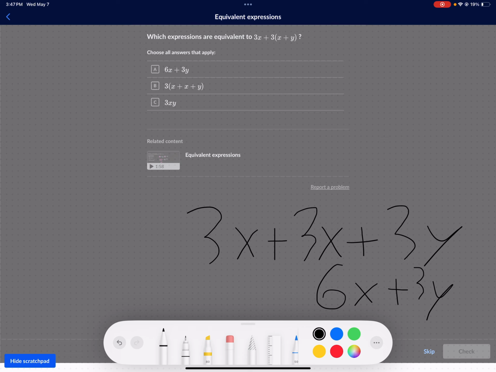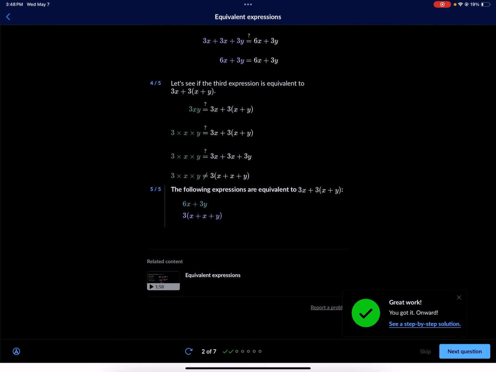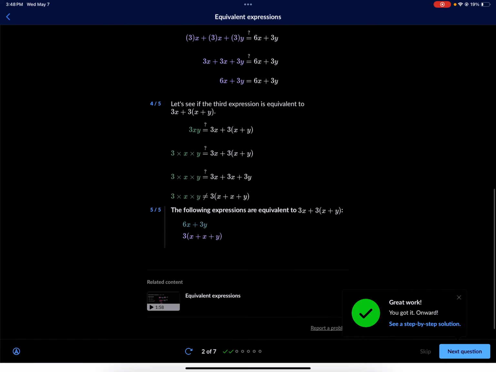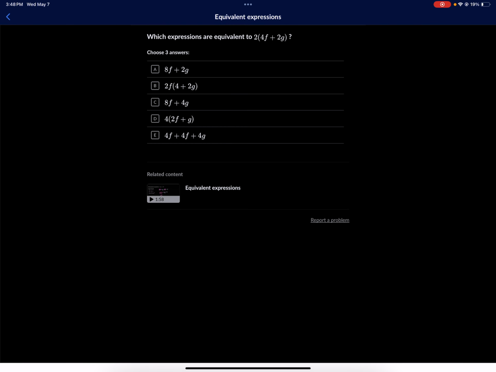So let's see here. We have 6x plus 3y. That's correct. That's what we have. It's not going to be multiplication. And then 3x plus x plus y, that's 3 times x is 3x, 3 times x is 3x, 3 times y is 3y. So we have this right here, which is also correct. Now, it may not be direct, but it is literal. So if you got that right, good job. If you didn't, here are the videos. Happy studying.